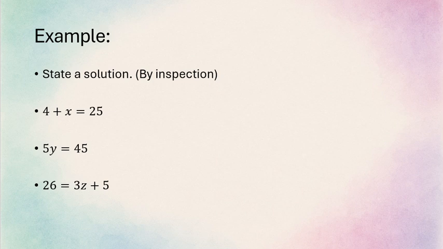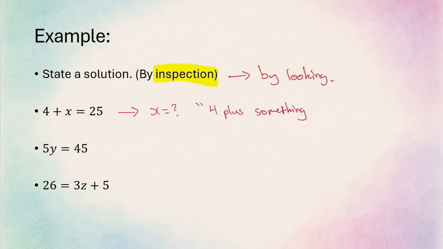So if you have a look here, typically it's really easy to do this by inspection. Inspection just means by looking. You've got to think of the variable that you're solving for as: what is this number? So if I write out my first example, 4 plus x equals 25, we know x is the unknown number. To write it, it's like 4 plus something equals 25. What is that something?